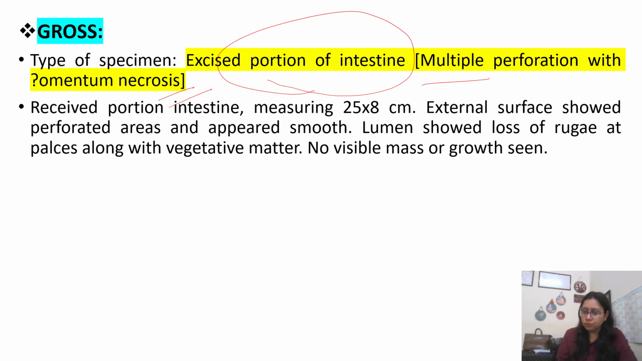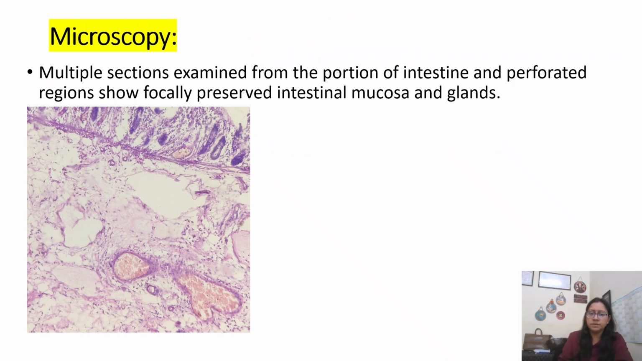When we did the grossing, we received a portion of intestine. I had shown you the picture initially, 25 into 8 centimeters. The external surface showed perforated areas and appeared smooth. The lumen showed loss of rugae at places with vegetative matter inside. No visible mass or growth was seen in the specimen. Coming to microscopy, we gave multiple sections and a few sections showed preserved intestinal mucosa, and the submucosa is showing edema, then congested, dilated blood vessels.